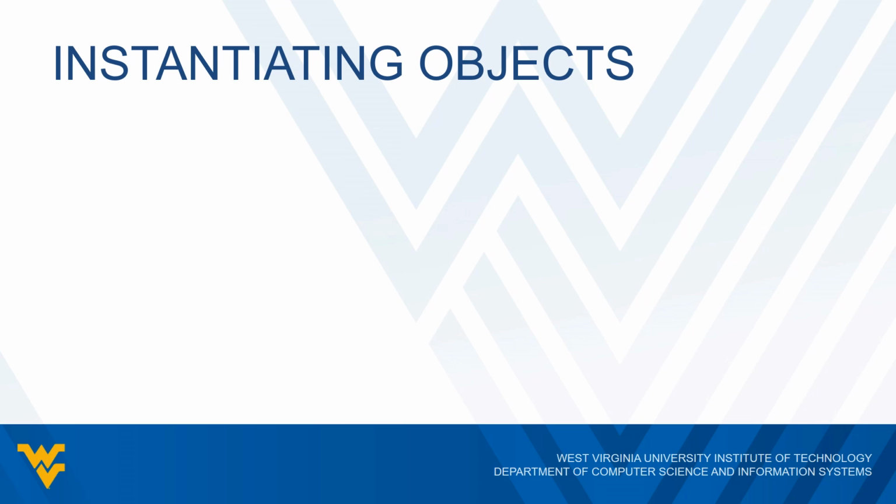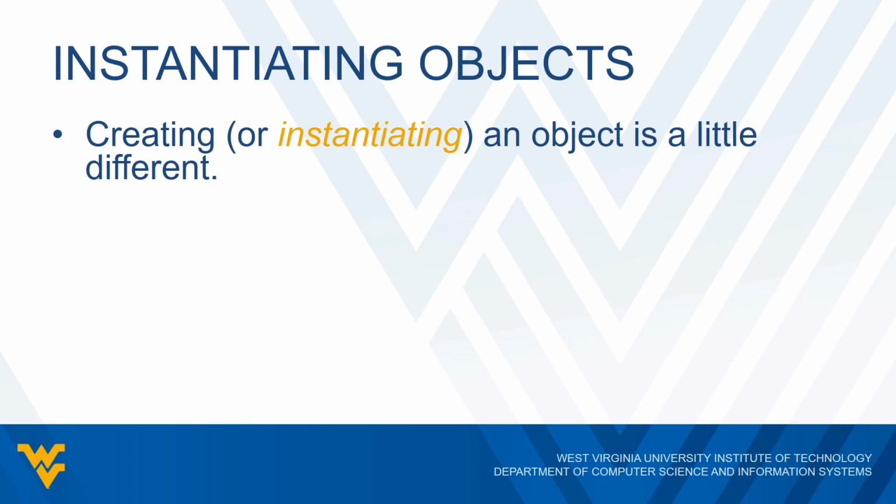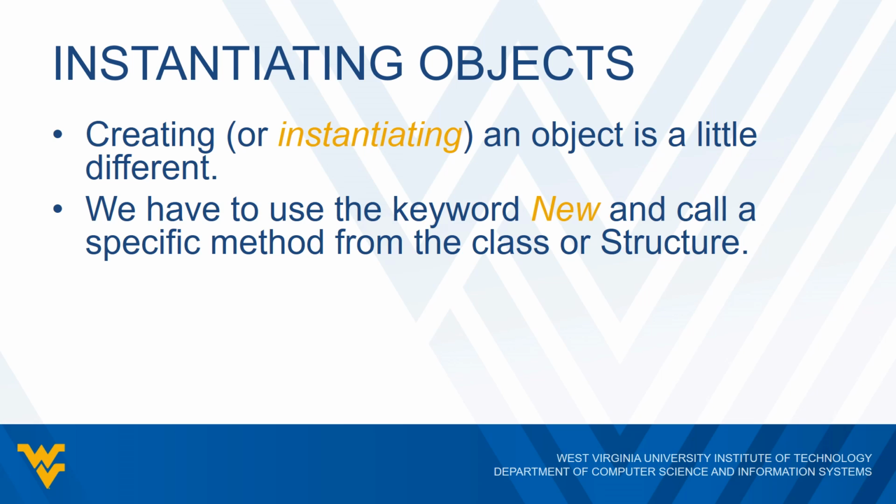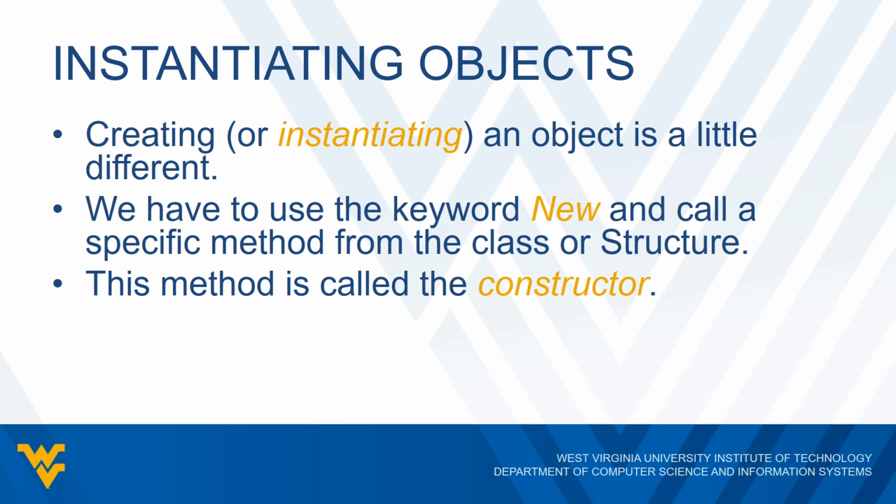Now, we can declare objects of a certain type, but we still have to actually create the object, or what we call instantiating them. And this is a little different than just declaring and using our normal variables. In order to instantiate an object, we have to use the word New, and then we have to call a very specific method from that class or the structure. We can do this for structures as well. This method is called the constructor.